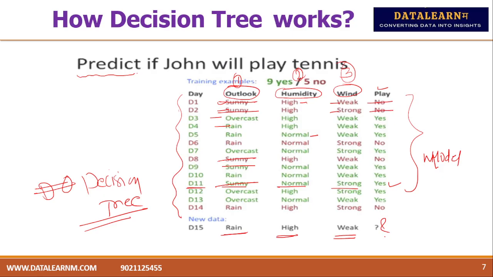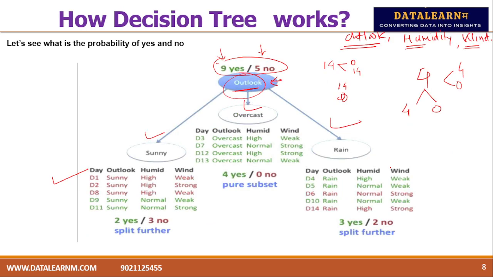No, no, yes, yes, and no, no play, yes play, and yes play. D9 has outlook as sunny. The other two features are kept as they are. So what is it saying? If outlook is sunny, how many records say there will be play? 2 records. And how many say there will be no play? 3 records. Is it a pure split? No, right?